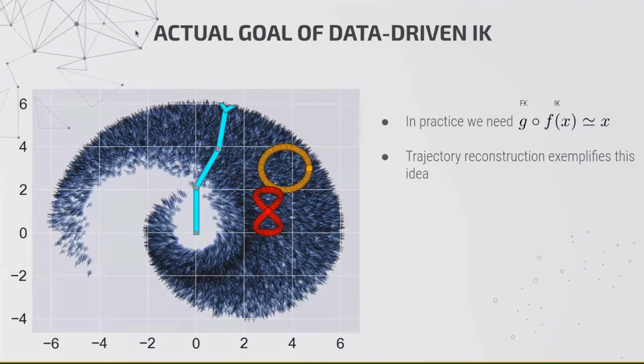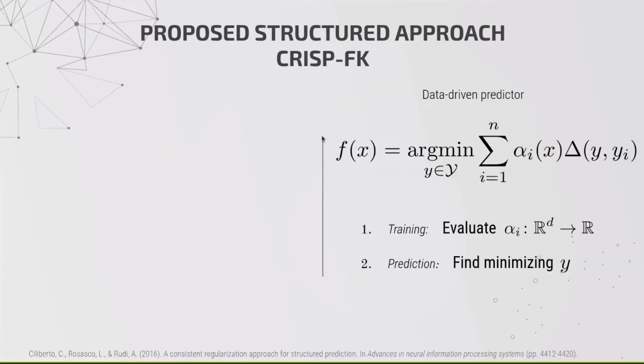Another important remark when considering this kind of task is that usually the actual goal in these scenarios is not explicitly defining a function f of x, which is the inverse kinematics, but a function such that when composed with g it is approximately the identity. An example can be seen in trajectory reconstruction, where, given a point or a sequence of points, we want to know which set of joints attains back the goal point in the task space. So let's see the proposed method that we introduce to tackle this kind of task. This is the predictor we propose to use.